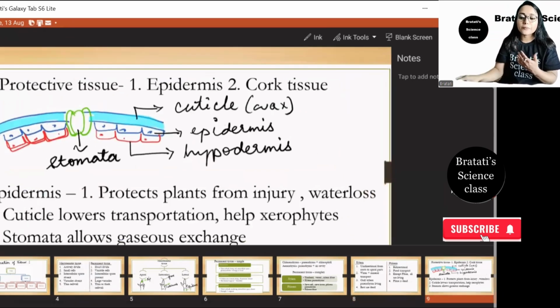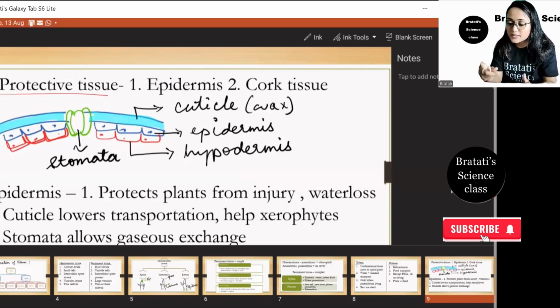Now we are moving to the protective tissues. These protective tissues can be epidermis and the cork tissues. The epidermis is present in animals too, like it is our skin. We can call it the skin tissue. So this blue color one, take it as epidermis, and it is protected with a wax-like structure which is called cuticle. In cuticle, the protein present is cutin, C-U-T-I-N. Cutin is present in the cuticle.